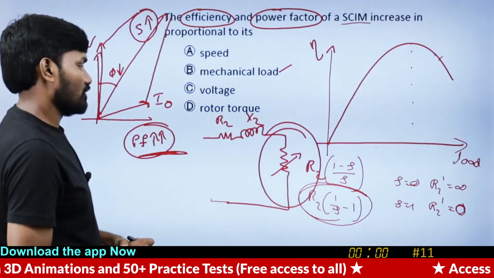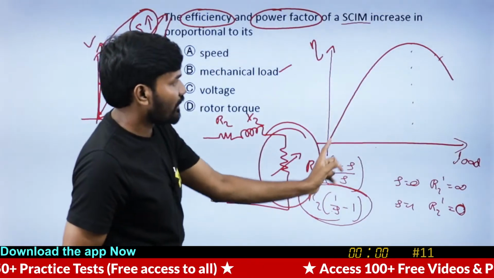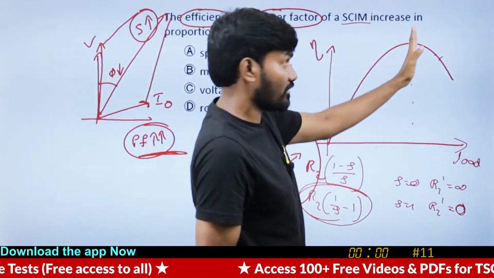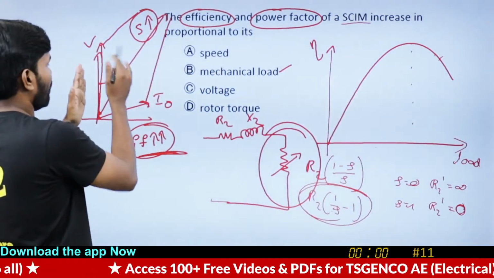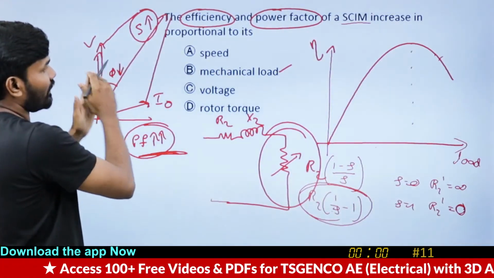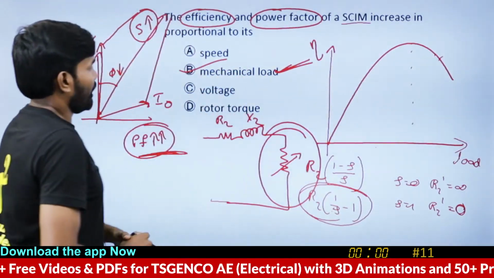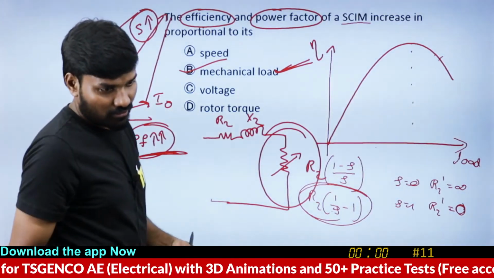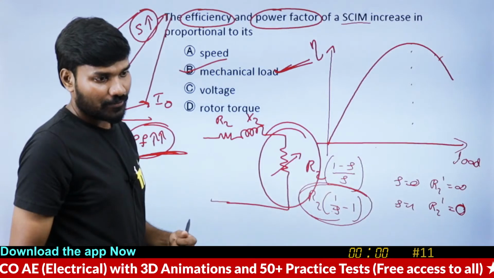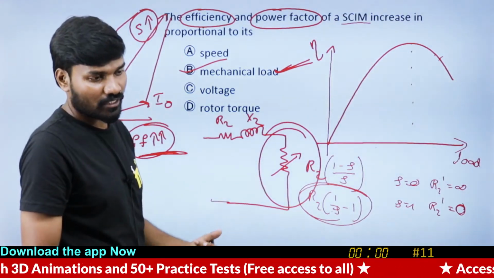So we have seen efficiency is also proportional to the load till this point obviously, and power factor is also increasing. Cos phi is decreasing, power factor is increasing with the mechanical load. So the option is B. Any other feasible options? I don't think there are any feasible options. Now, any comments or queries, any questions from your end?